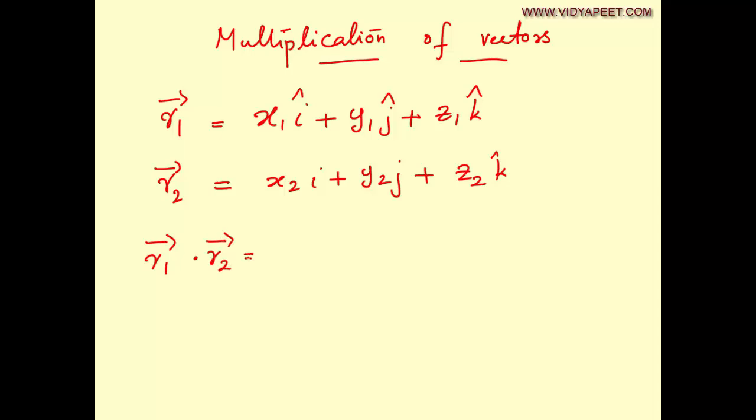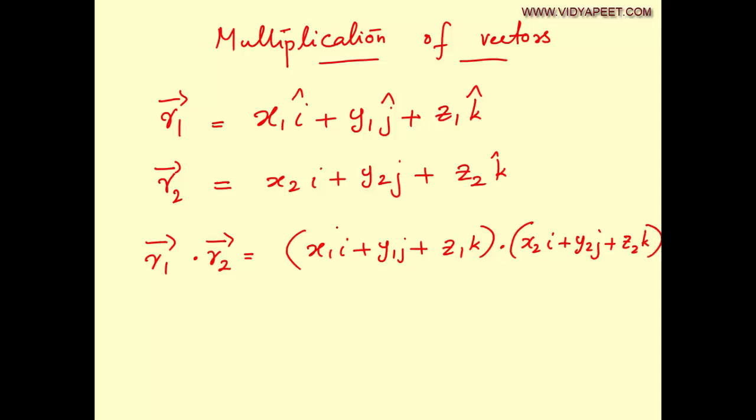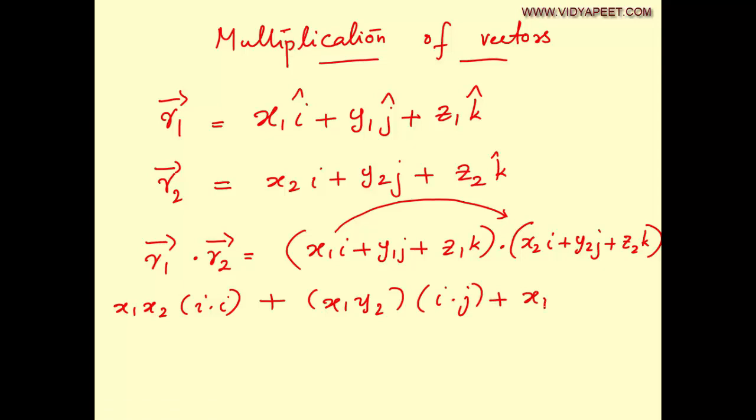The dot product follows all the rules of multiplication. So I can write r1 as x1i plus y1j plus z1k dot x2i plus y2j plus z2k. Now I can open the bracket. So I multiply x1i with this term. So I can write it as x1 x2 into i dot i plus x1 y2 into i dot j plus x1 z2 into i dot k.